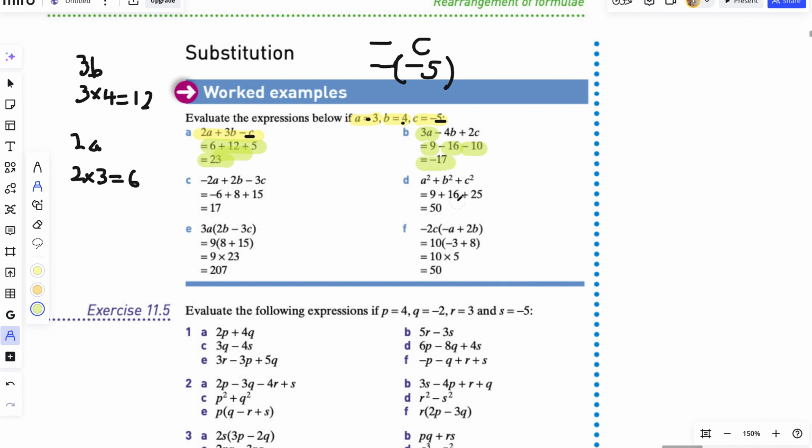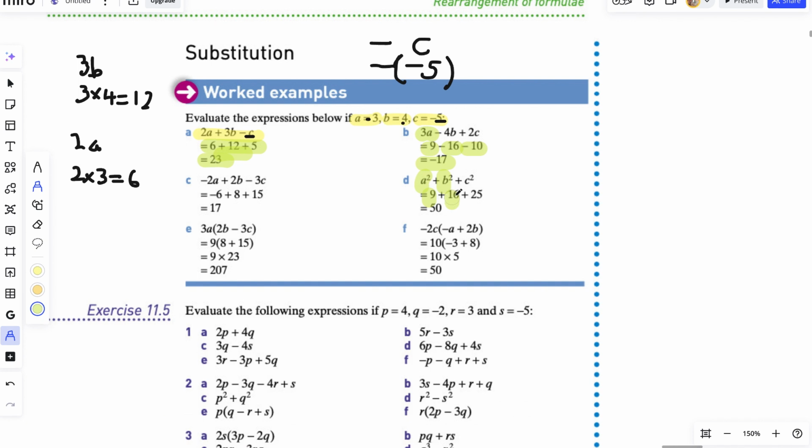Now we're going to do only one more, which is D, and then we move to the next section. A squared. The value of A is 3. 3 squared will become 9, meaning 3 times 3, you get 9. B is 4. 4 squared, you get 16, because 4 times 4 is 16.